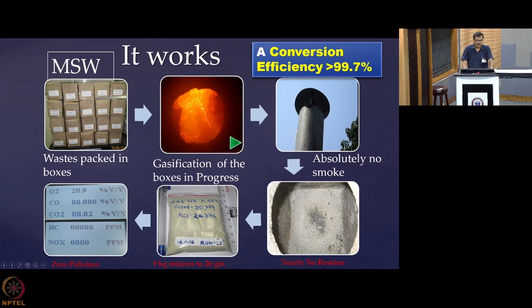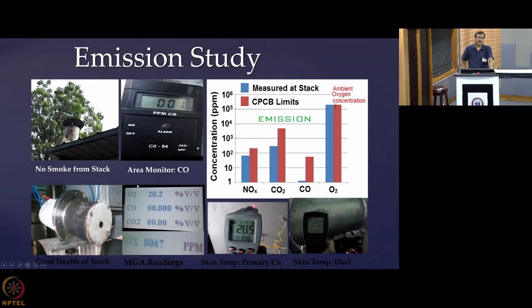So 9 kg, this is a controlled experiment, and you are getting 9 kg reduced to just 26 grams. Okay, so that is something very remarkable when you are going for this plasma gasification, and you see that whatever you are emitting is almost nothing. Your pollution is nearly zero. Now, these are some emission studies which have been done, and we are seeing here that all the emissions are within the limit prescribed by the Pollution Control Board.